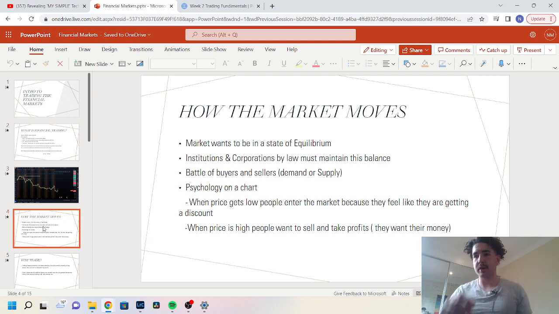So currently at the moment, the date's the 3rd of the 11th. We're currently in a recession. So at the moment would be probably one of the best times to start buying assets because everything is at a discount, just for example. And when price is high, people want to sell and take their profits. They want to take their money out of the market. Go spend it on their new Lambo or whatever.